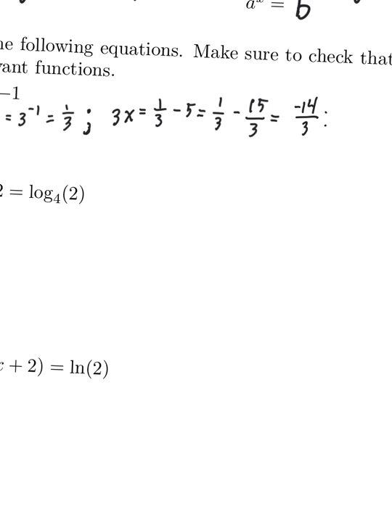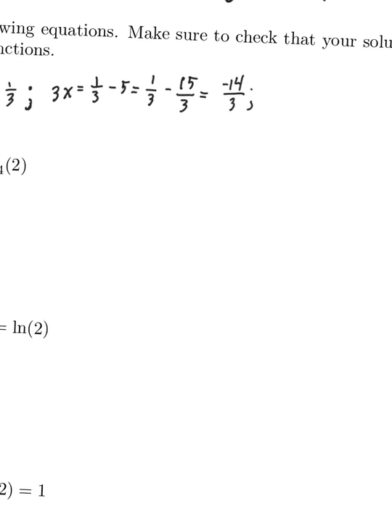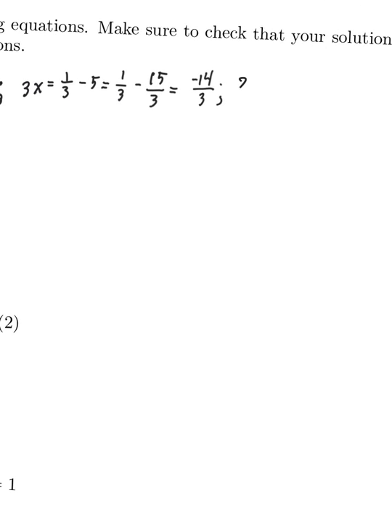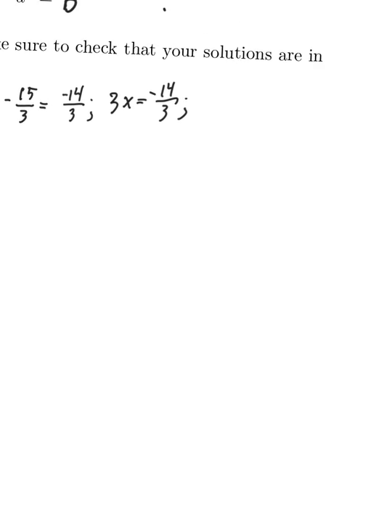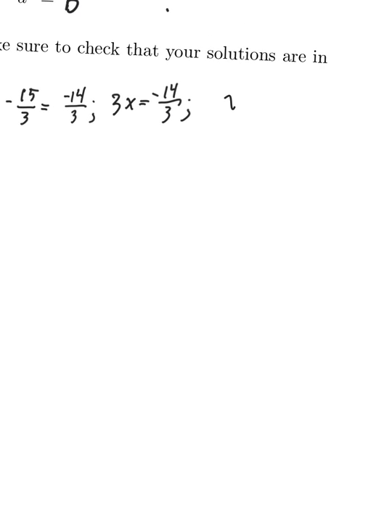That's maybe a long enough step that it's worth summarizing it. That gives me 3x equals negative 14 over 3. And now what do I need to do to solve for x? I need to divide by 3. That gives me x equals negative 14 divided by 9. There's the solution to this equation.